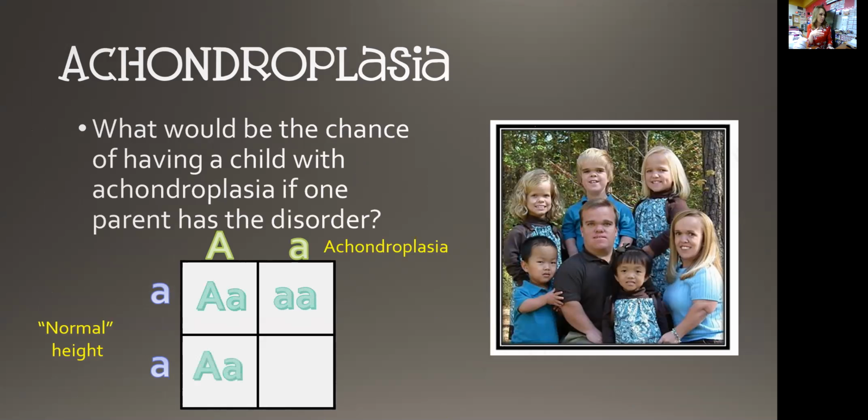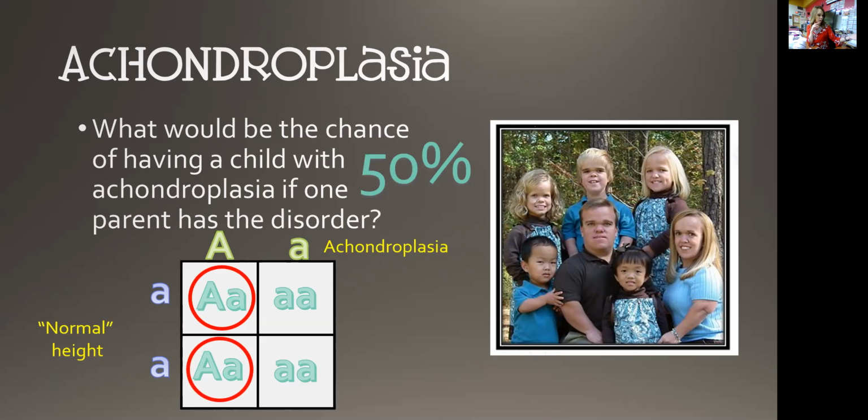So our Punnett square would look like this, and we want to know what would the chance of having a child with achondroplasia be. Well, it's anybody who has a dominant allele, so it would be 50%. So there's our two that have dominant alleles. The other two, the other 50%, would be normal height.